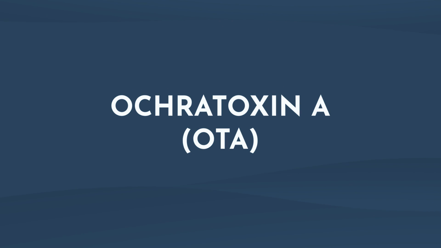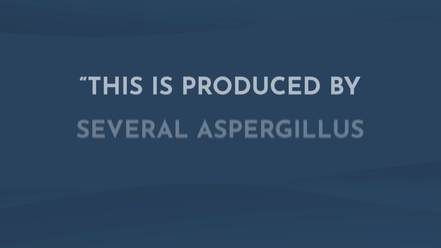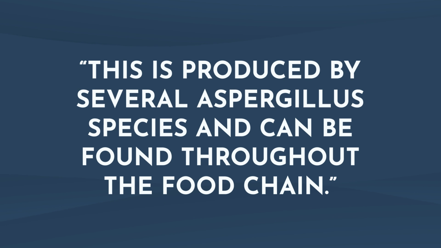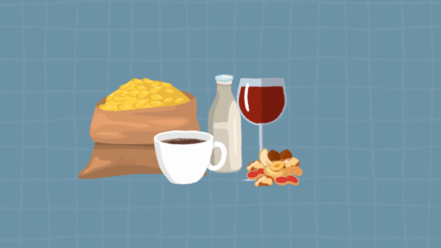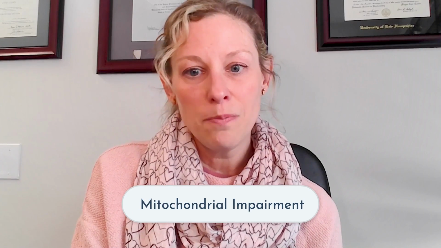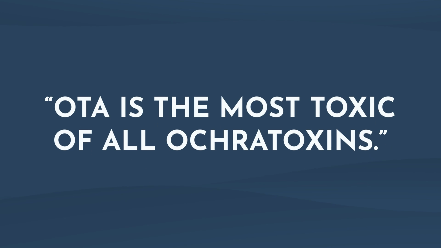Ochratoxin A is another mycotoxin worth talking about. This is produced by several Aspergillus species and can be found throughout the food chain, particularly on coffee, nuts, in wine, in grains, dairy. I've also found it a common finding on testing from patients who live or work in water-damaged buildings. It casts negative impacts on health through common methods seen among many of the mycotoxins, including oxidative stress, mitochondrial impairment, and genotoxic effects. OTA is the most toxic of all ochratoxins, and the kidneys are especially affected upon exposure.